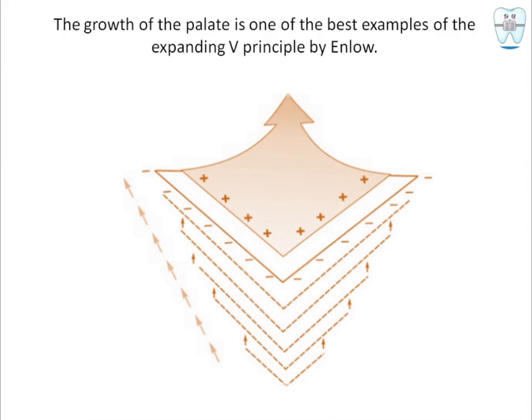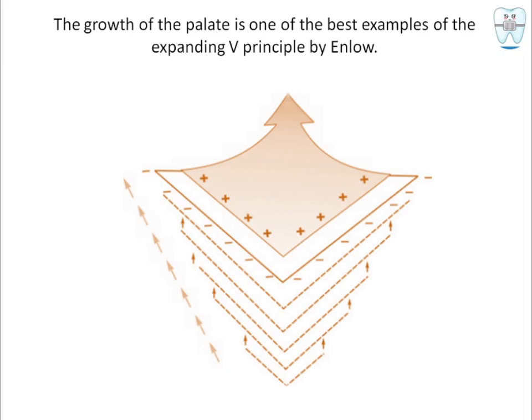Now, the V principle is clear. Why is it expanding? Expanding because as the bone keeps moving, with bone deposition on one surface and resorption on the other, the bone moves from one position to another, and along with that it expands, meaning it also increases in width. Width of the bone also increases, it also expands.